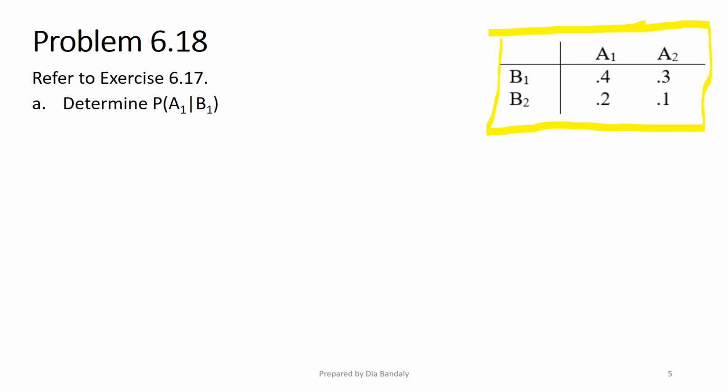And here, what do we have? This is a conditional probability, right? How do we read that? Probability of A1 given B1. And we have a formula for that, which is P of A1 and B1 over P of B1, right? So all we have to do is read these probabilities from the table.